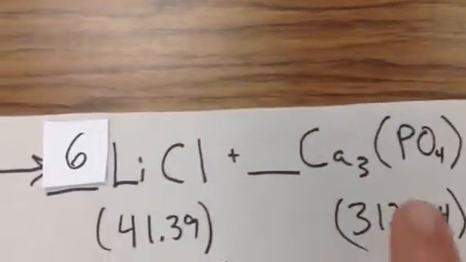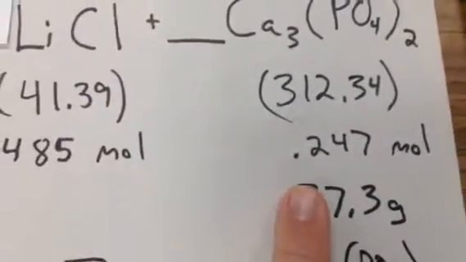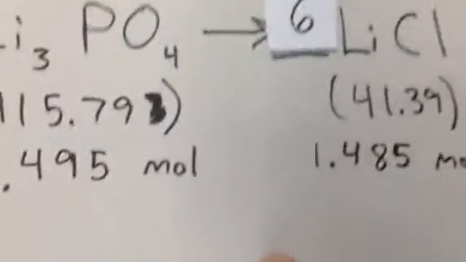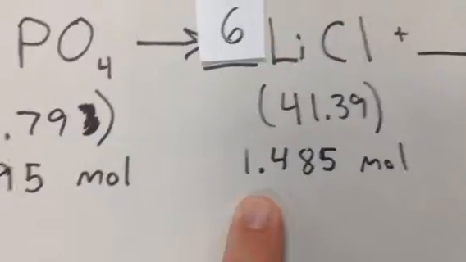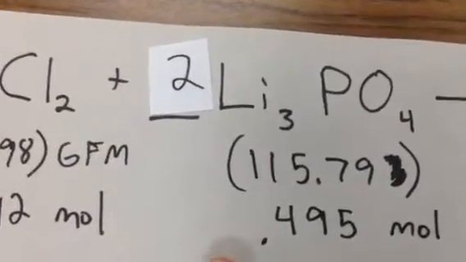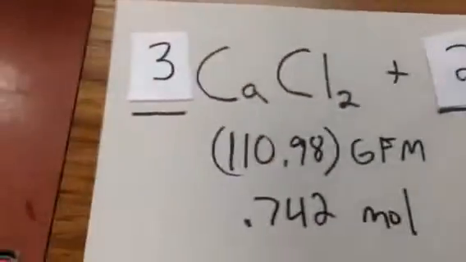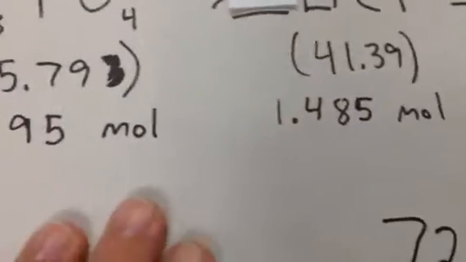So we look for 1x in here. Oh, there it is right there. So I know that the mole calculation for this is 0.247 moles. Then I take this 6 and multiply that by 0.247 and I get 1.48. I take the 0.247 and multiply that by 2 and I get 0.495. So now I have all the moles and I have all the GFMs, so I can figure out anything else that I need to know.